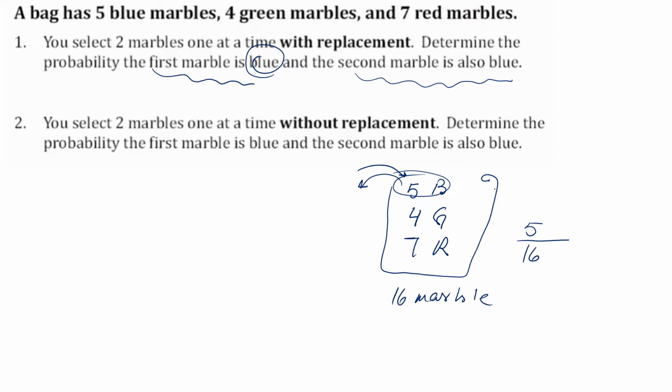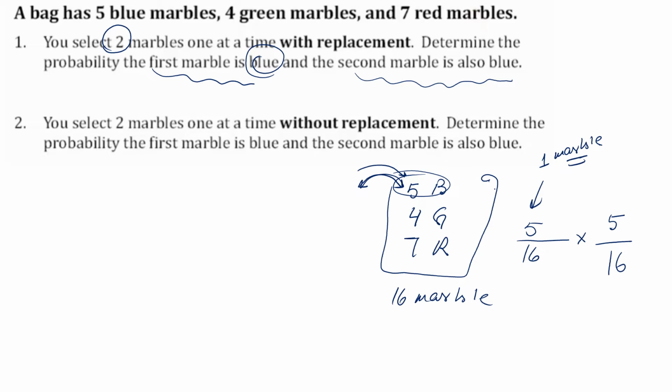Now times, because here you have chosen only one blue marble, right? Whereas they are asking you to choose two marbles. So that's why you put a multiplication sign, because the work is not completed, it's ongoing. Now you put back the marble. You noted the color and put it back. So again in the bag there are 16 marbles and there are 5 blue marbles. So this is how you find the probability in case of replacement.